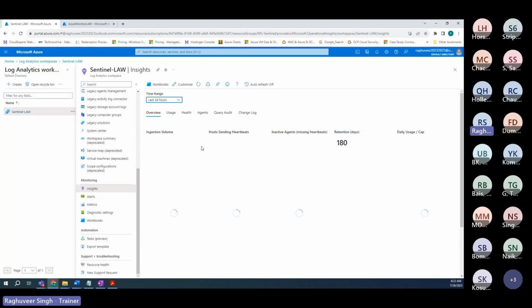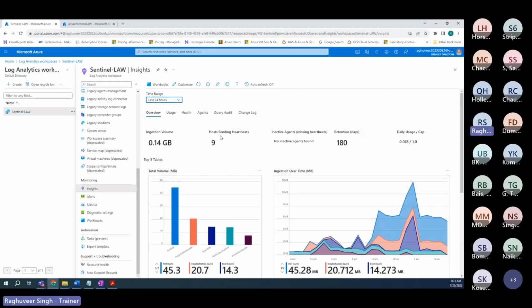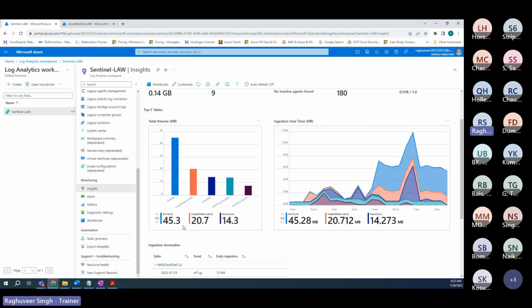So here's the insight that you see, which gives you all the ingested volume, and information about the agents which are sending heartbeats, inactive agents, the retention period for the workspace, and the daily usage cap, if there is any that has been put here. Then it gives you the total volume in terms of the events or the logs which are coming from various log sources.